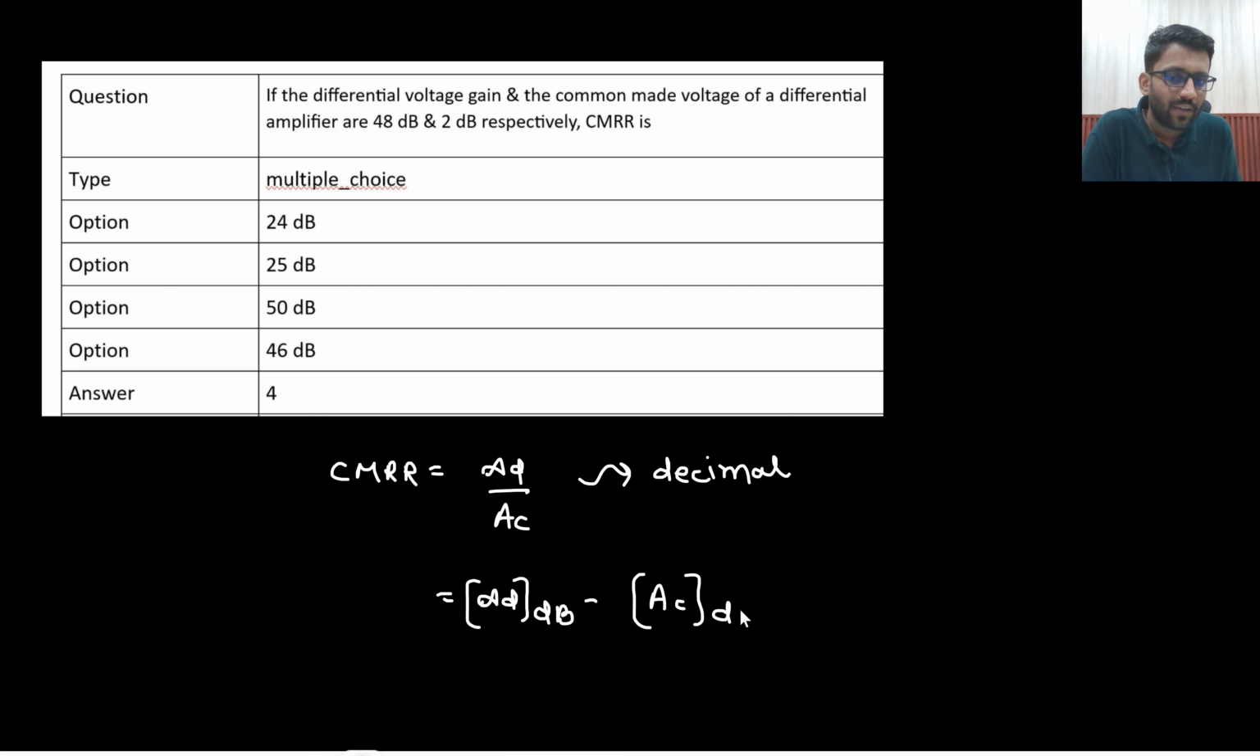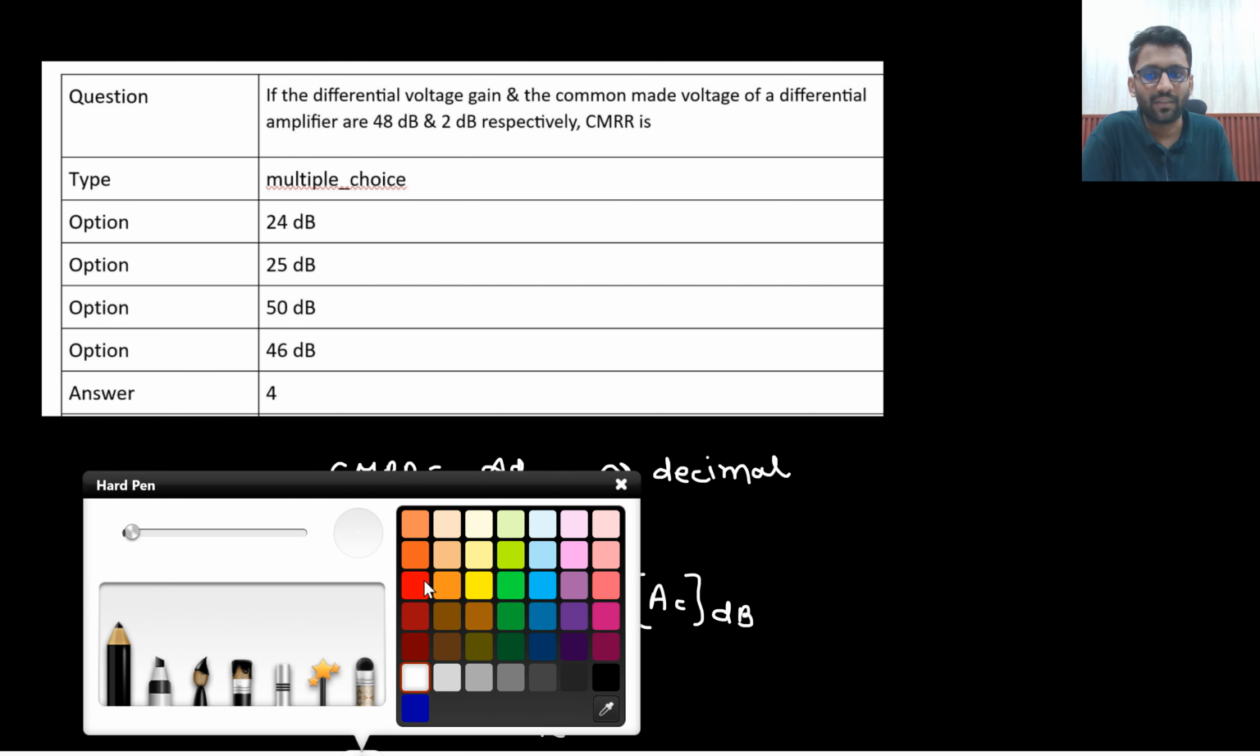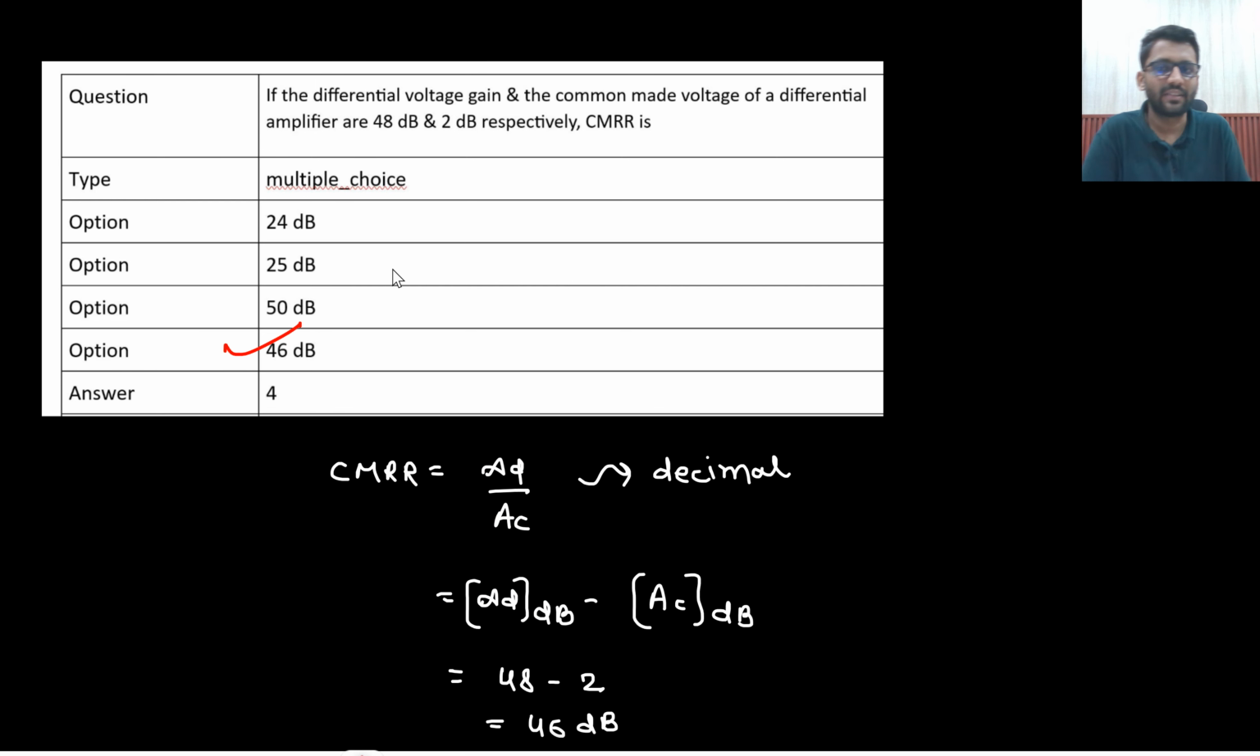Because if you want to convert decimal to dB, what you will do is take 20 log 10. So if you take 20 log 10, that means log A by B is log A minus log B, so it would be subtracted, not divided. So 48 by 2, 24 is wrong. It would be 48 minus 2, 46 dB. So the answer is 46 dB. Sometimes people mess it up here and do 46 by 2, but that is in decimal. If you are calculating in dB, then you have to subtract.